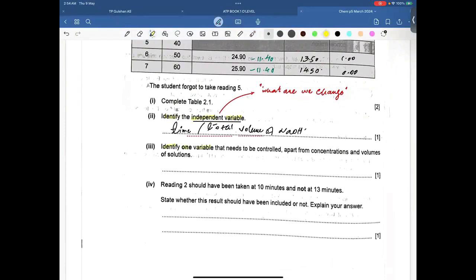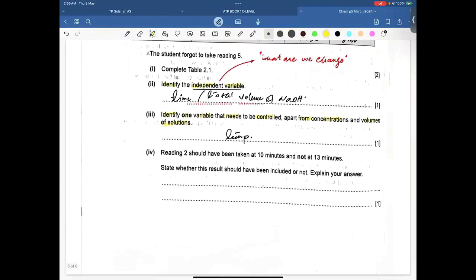Identify one variable that needs to be controlled apart from the concentration and volume of solution. Obviously temperature, because the reaction is exothermic, so we need to maintain the temperature. Next is reading 2 should have been taken at 10 minutes and not at 13 minutes. State whether this result should have been included or not. Explain your answer. Yes, it should have been included.